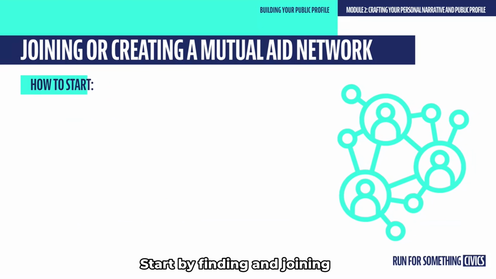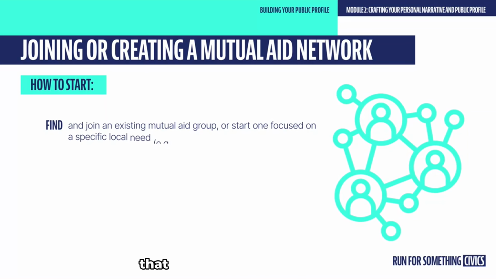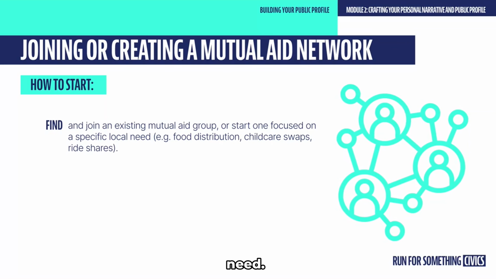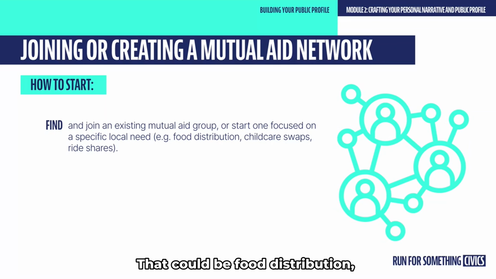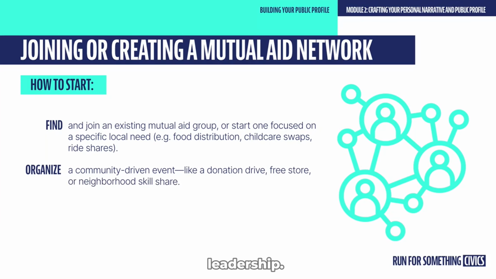Start by finding and joining an existing mutual aid group. If that's not an option, start one that focuses on a specific local need. That could be food distribution, this could be a child care swap, this could be ride shares to get folks to and from work or school. Think about a local issue that your community has a need for that you could potentially create a mutual aid group for.